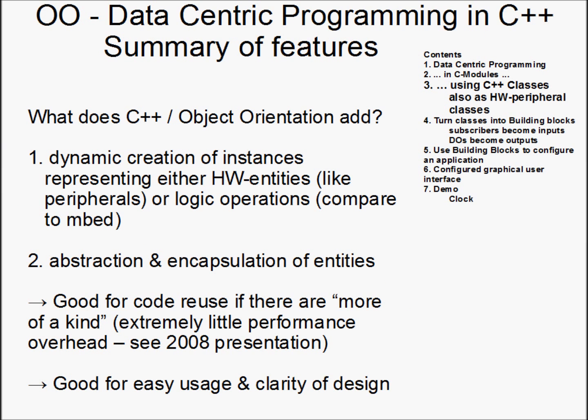Now here's a summary of migration to C++. How does the object orientation help? There is a single set of source code for many principally identical things. These things typically are hardware peripherals or logical operations. So we save a lot of ROM footprint. The added indirections of an added this pointer cost very little performance only. I measured this in my 2008 presentation I held at the Embedded World Conference.